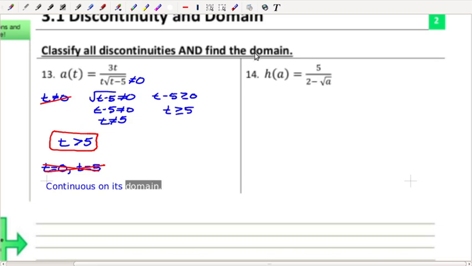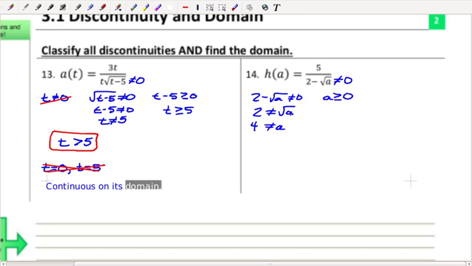Okay, for the domain, I want to make the denominator not equal to 0. So 2 minus root a not equal to 0, so 2 not equal to root a. Get rid of the root by squaring both sides: 4 is not equal to a. So a is not equal to 4. The other thing for my domain is that what's underneath the root sign must be greater than or equal to 0, because it's not negative. So a greater than or equal to 0, nothing to solve there.